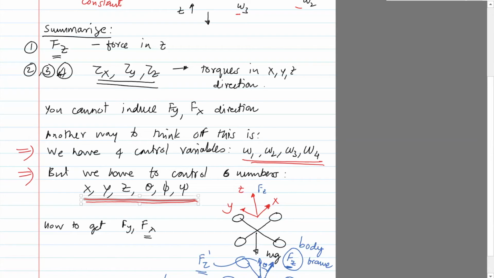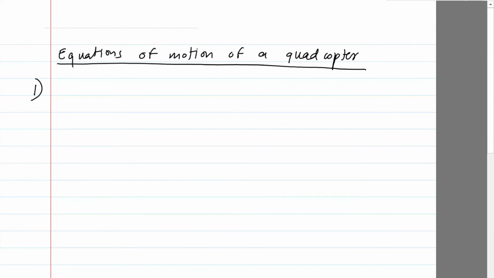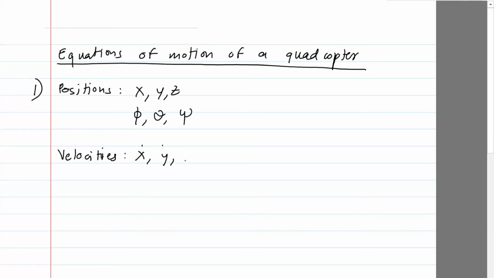I'll do that using the Euler-Lagrange method. First, we need to establish the positions of the different links. In this case there's only one link, the quadcopter, which has x, y, z for its linear position. Then we express the rotations in terms of phi along the x-axis, theta along the y-axis, and psi along the z-axis. Those are the Euler angles. Next, we need to find the velocities, which are simply x dot, y dot, z dot.